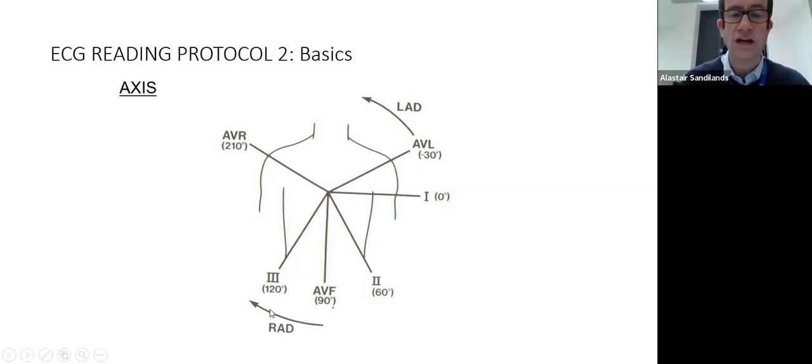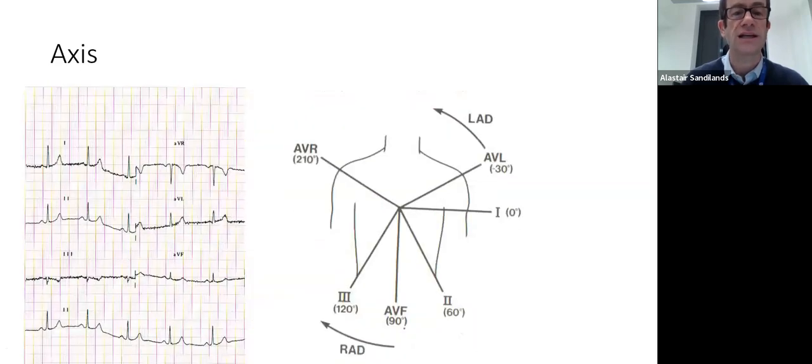Alternatively, if we have right axis deviation, then 3 is going to be our most positive lead. The wave of depolarization is going towards the right axis, towards lead 3. Lead 3 is positive, and lead 1 and AVL will be negative. Right axis deviation is associated with left posterior block. So we remember, we're only looking at our limb leads when we're looking at the axis.